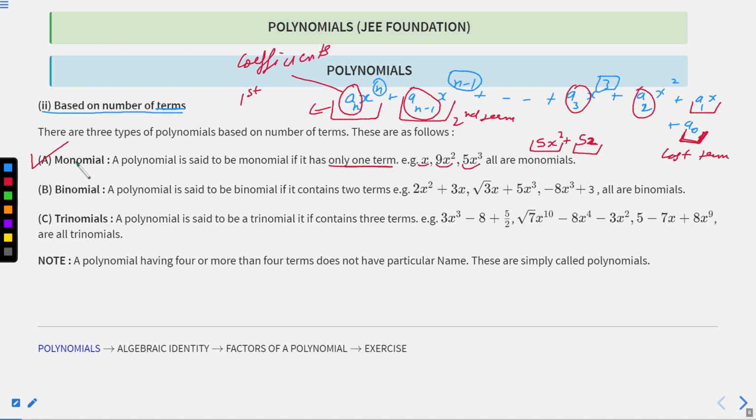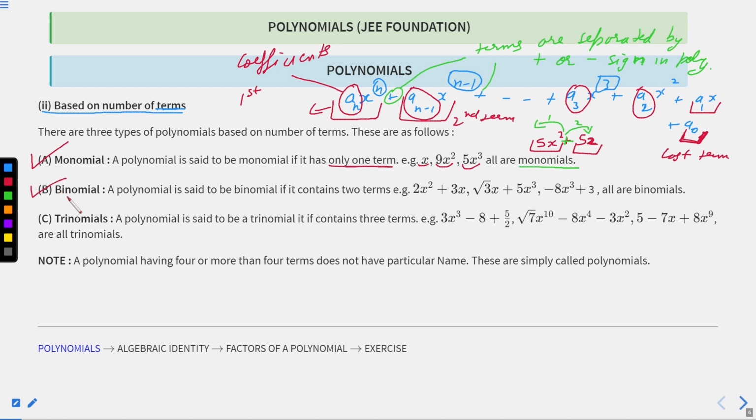So terms are separated by plus or minus sign in polynomials. I hope this is clear. If you see, here is my plus sign, and to the right of the plus sign there's one term, and to the left of it there's another term. So it has two terms, 1, 2. So it is not an example of a monomial polynomial.